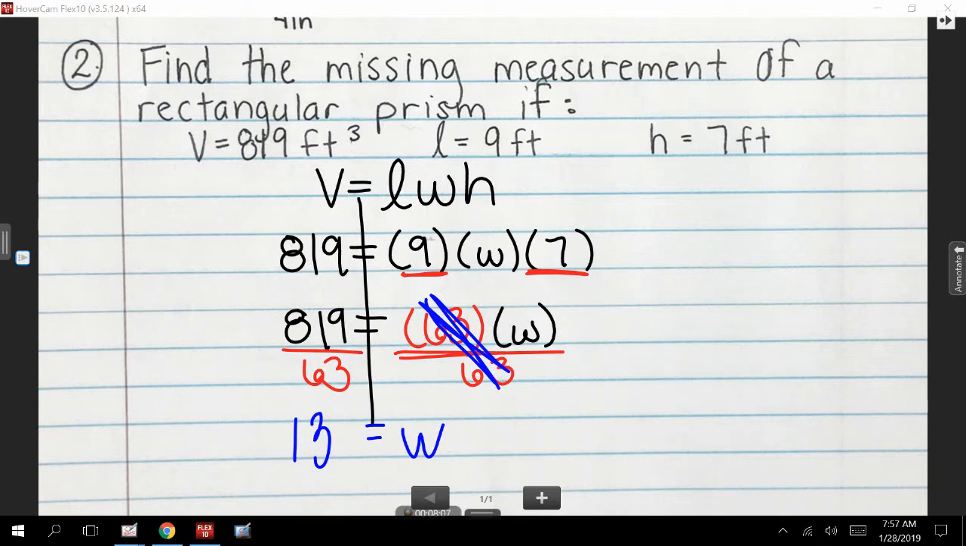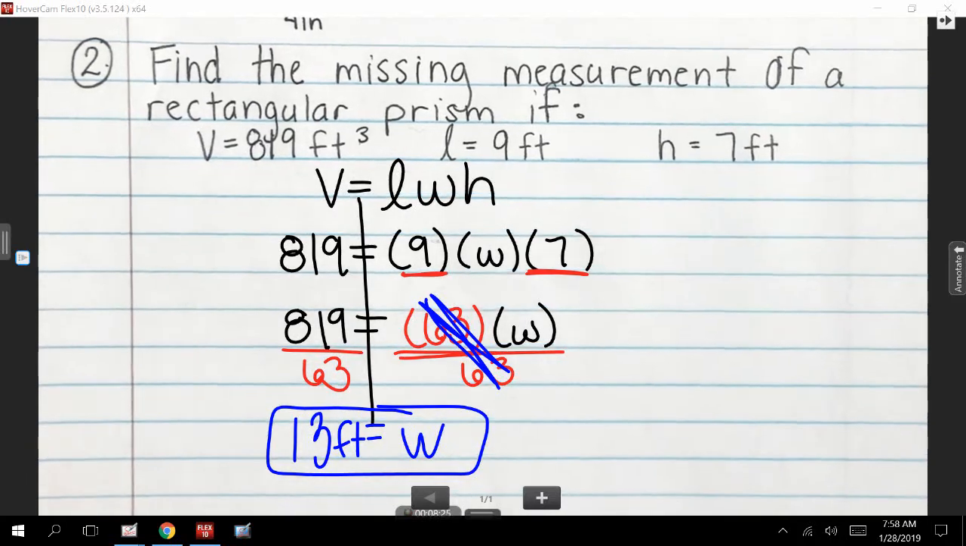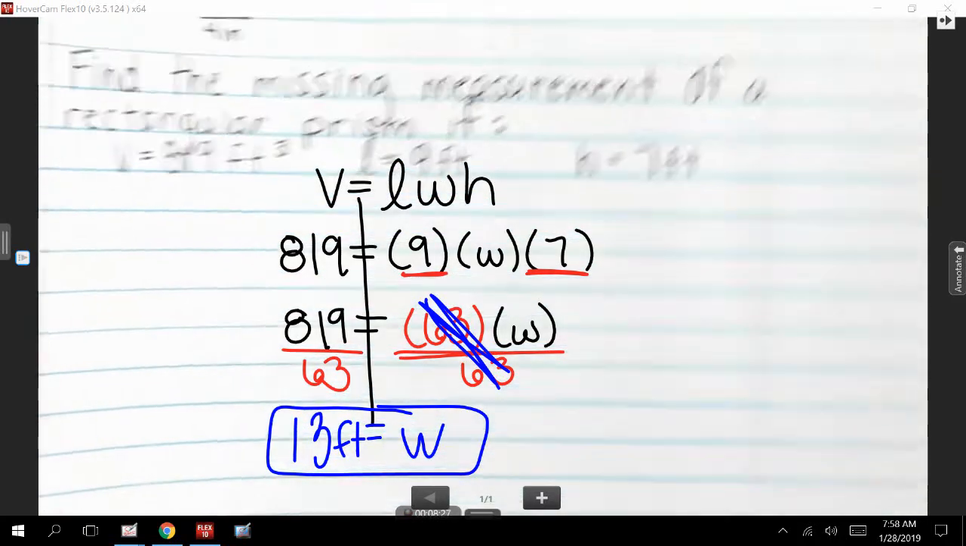I'm still missing one thing. What am I missing, Cooper? The measurement. What am I going to put next to my 13? Feet. Is it going to be feet to the third? No, because it doesn't say volume. It just says width. Okay? Excellent job.